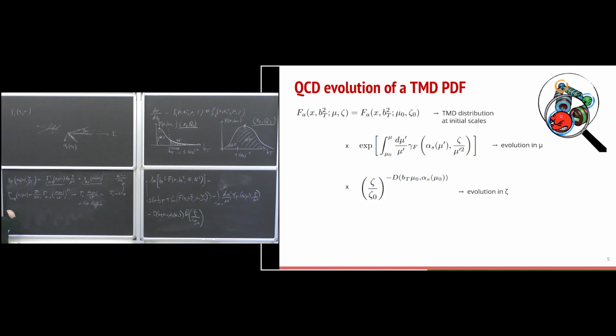So long story short, what we need for gamma f is basically minus CF alpha strong over pi times the log of zeta divided by mu square. Okay, so this is the so-called leading log approximation.